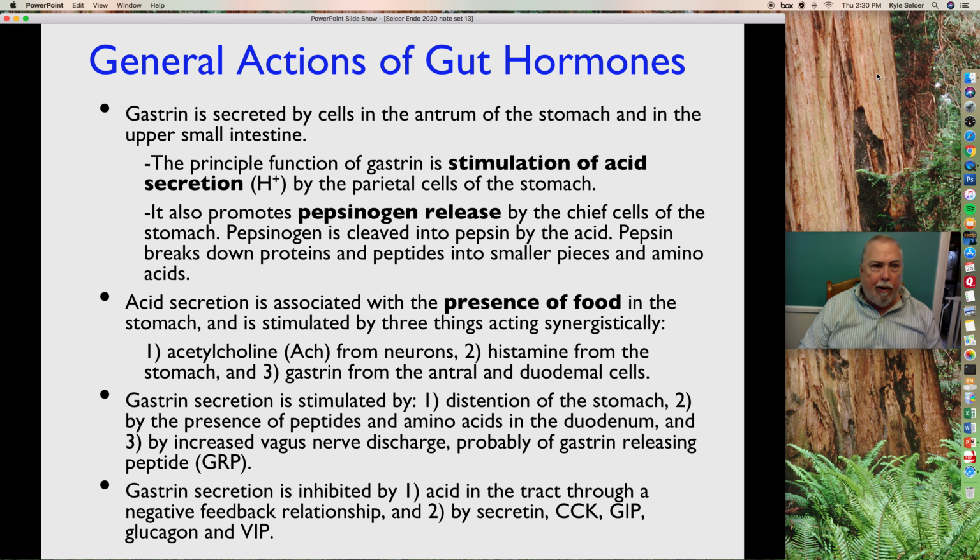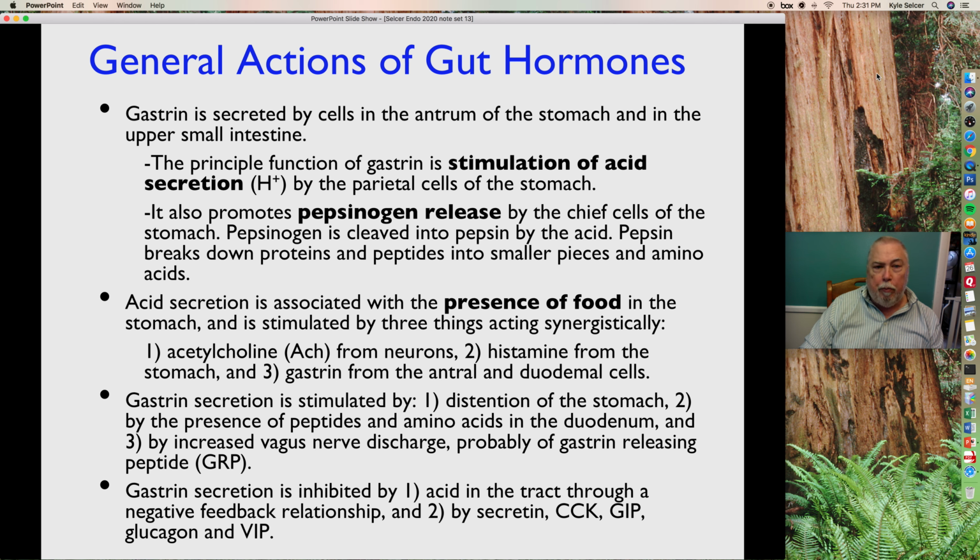So let's go into the general actions. Gastrin is secreted by cells in the antrum of the stomach. That's the upper part of the stomach, and in the curve a little bit, mainly, but the upper part. The upper small intestine also produces gastrin. Gastrin is a hormone, so it's not being dumped into the gut. It's being dumped onto things that can affect the gut. The principal function of gastrin is stimulation of acid secretion, which is protons, by the parietal cells of the stomach. So gastrin is being produced by the stomach and small intestine to cause these parietal cells to produce acid.